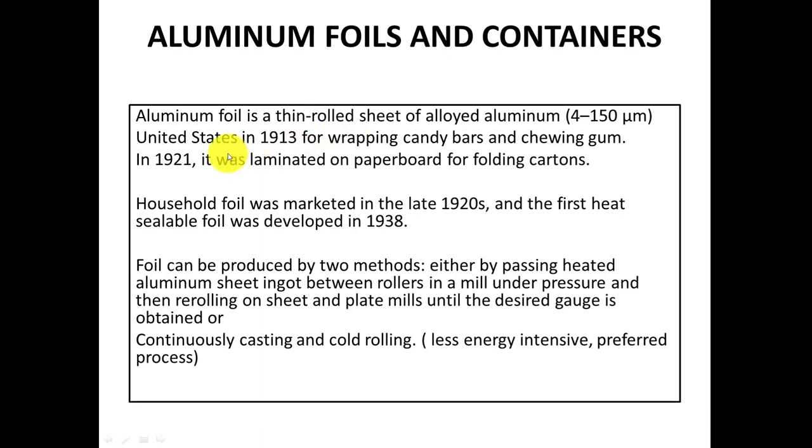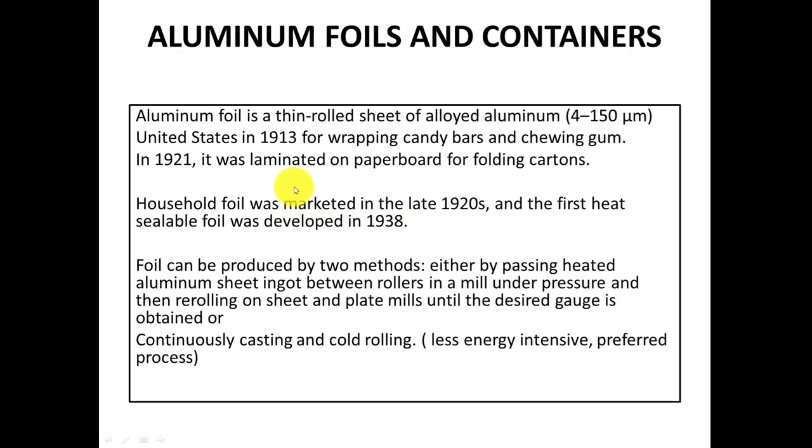Then we produce aluminium foil. In the United States in 1913, the aluminium foil was used for wrapping candy bars and chewing gums. In 1921, it was laminated on paperboard or folding carton just to improve the barrier property. Household foils were marketed in 1920, that we generally use, and in restaurants also. And the first heat sealable foil was developed in 1938.